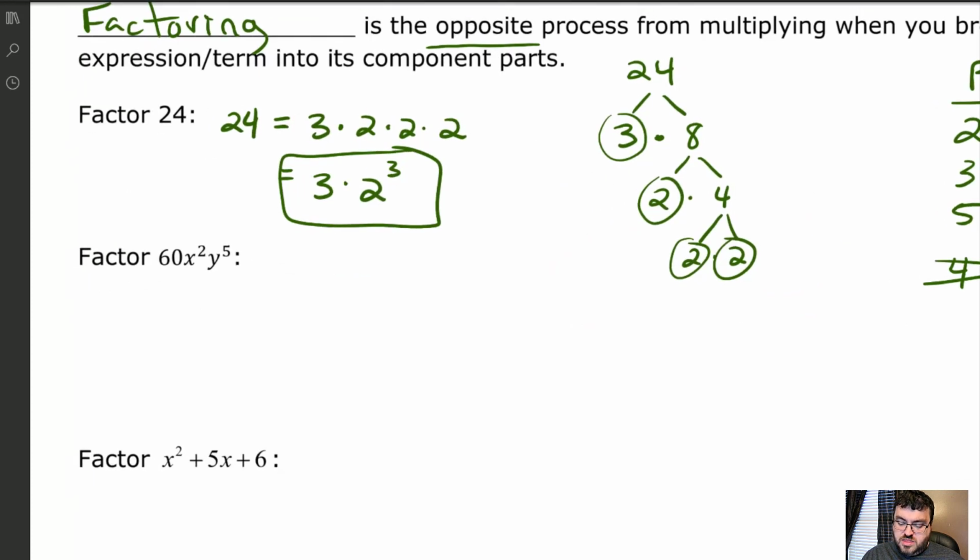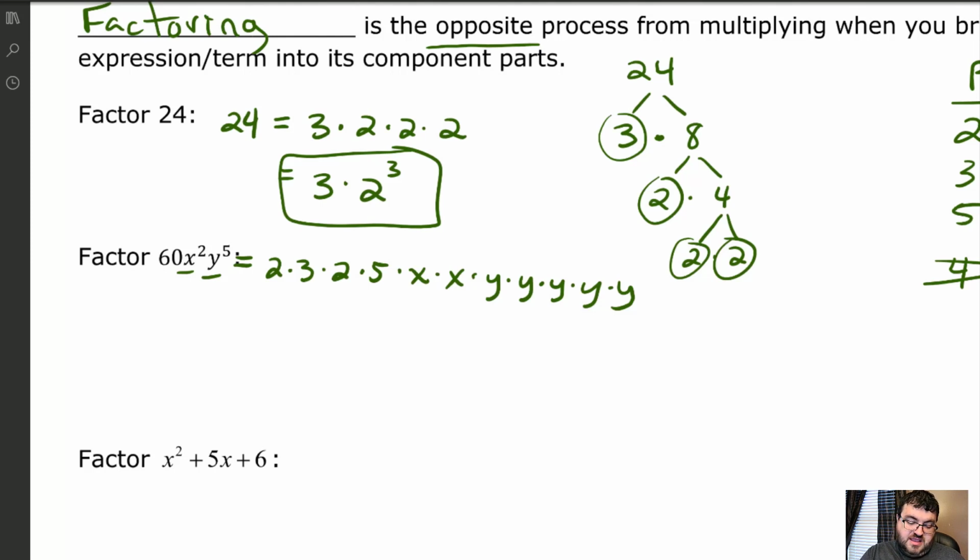Now, eventually we're going to have stuff that has variables in it as well, and you'll do something similar to this. The only new thing here is the 60, which you can do with a factor tree. But the x squared, y to the 5th, is what's going to look different when you break this down. 60 is a 6, which is 2 and a 3, times 10, which is 2 and 5. So there's what 60 breaks down into. But x squared is x and x, and then y to the 5th would be 5 y's. So this would be your factorization of that, drawn out.